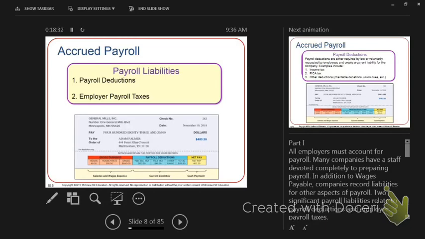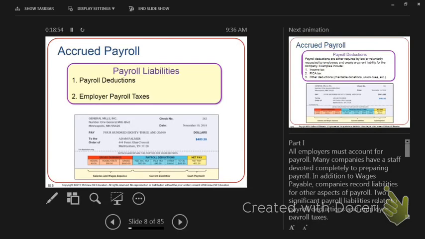Best case scenario. Social Security is the same for everybody. It's 6.2%. Everybody pays 6.2% of your paycheck. It's not optional. Medicare is 1.45%. That's not optional either.